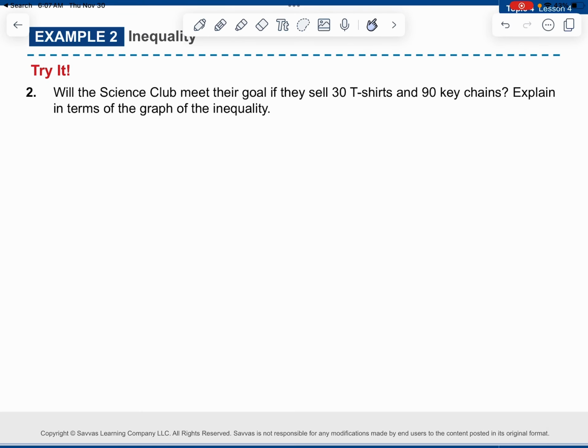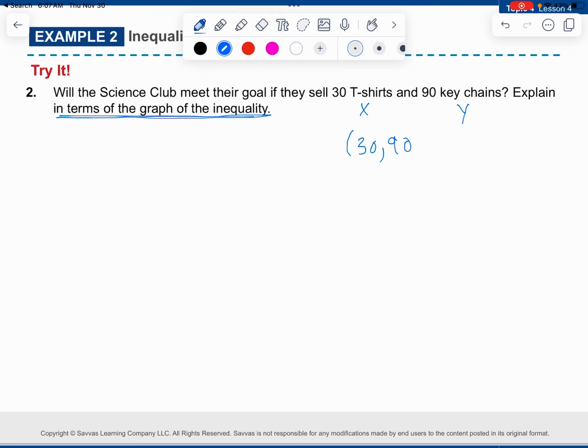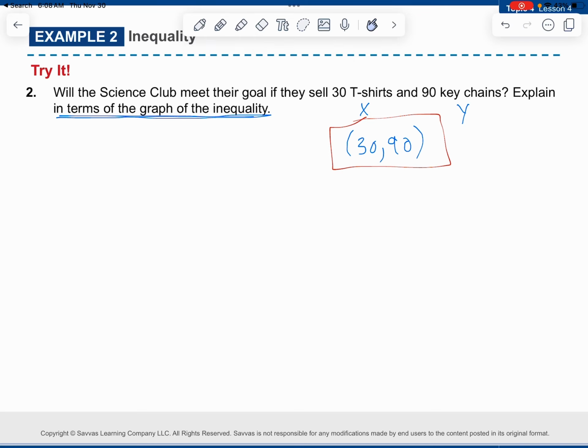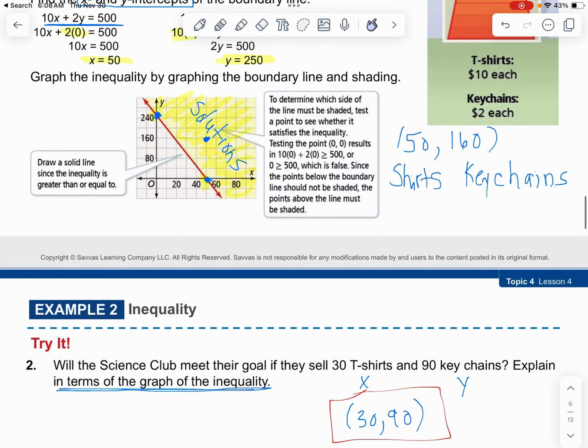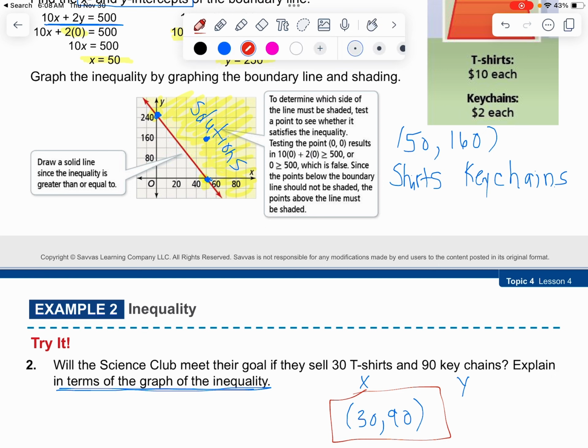Will the Science Club meet their goal if they sell 30 t-shirts, which t-shirts represents x, and 90 keychains, which are represented by y? So they want you to explain in terms of the graph of the inequality. So this as an ordered pair is (30, 90). And what you can do is see if this ordered pair (30, 90) is in that shaded region. So let's go back and see. All right, so 30 is here. 90 is here.